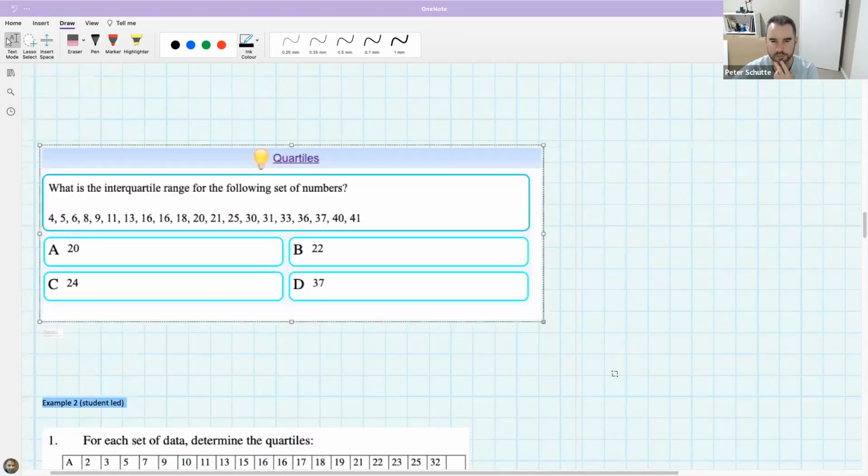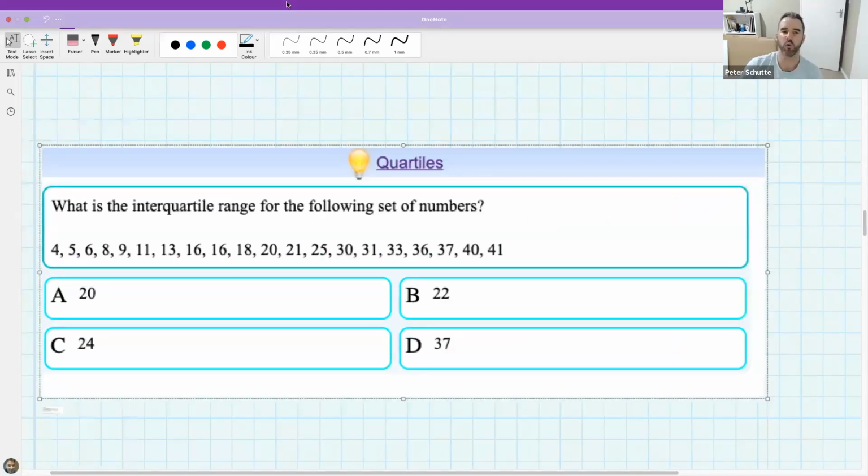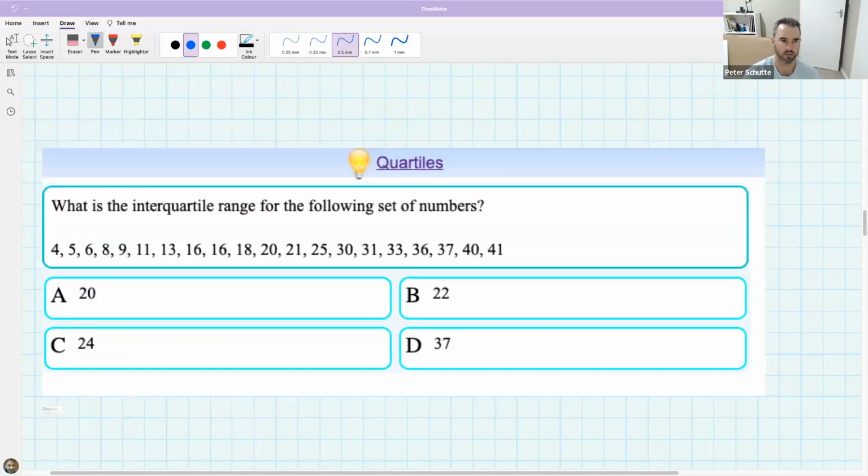Let's do this one. What is the interquartile range for the following set of numbers? I'll help you by helping you count what n is. 1, 2, 3, 20. Okay, n is equal to 20. So there are 20 items in the data set. Do your best there to tell me what you think the IQR is.